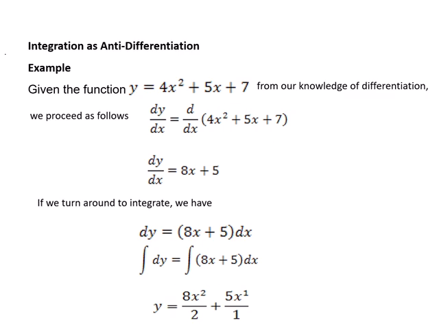If we differentiate 4x squared, it gives us what? 8x. If we differentiate 5x, we have 5. And 7 is a constant, it is 0 by the time we differentiate it. So that is the derivative there. We now want to integrate. So if we turn around to integrate, we have y equal to the integral of 8x plus 5 dx. How do we go about that?